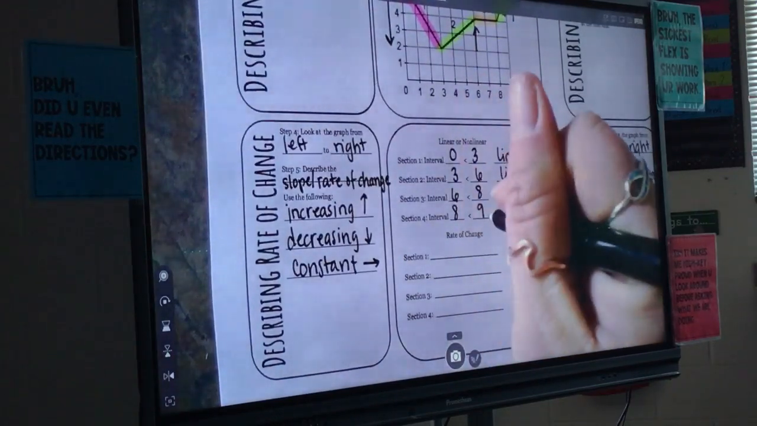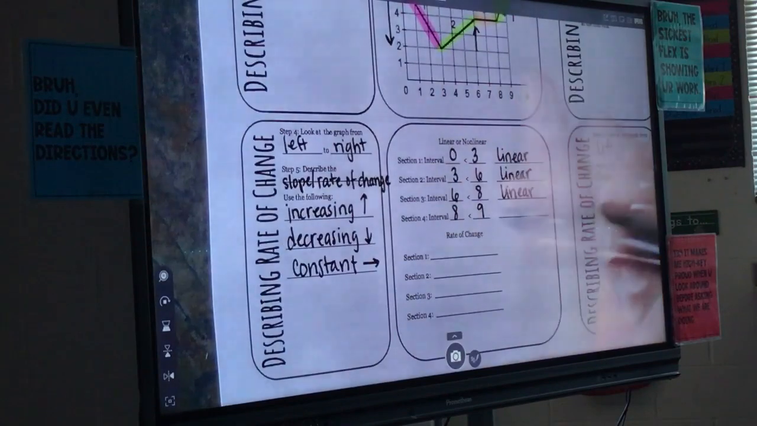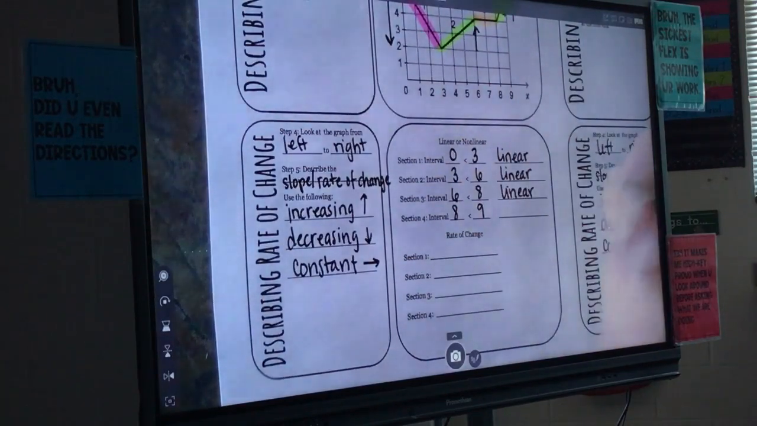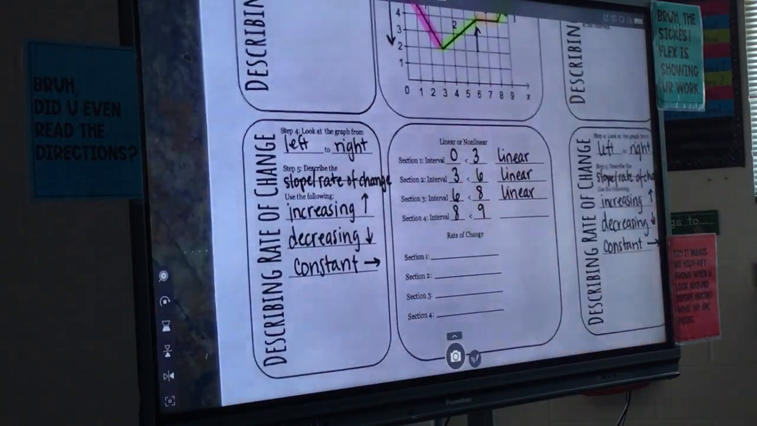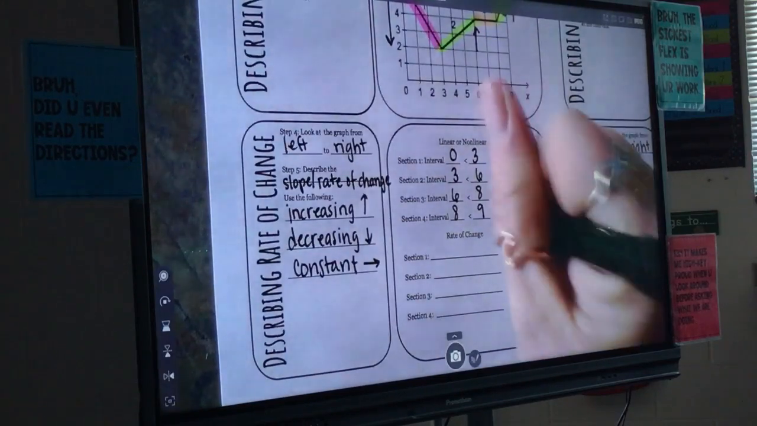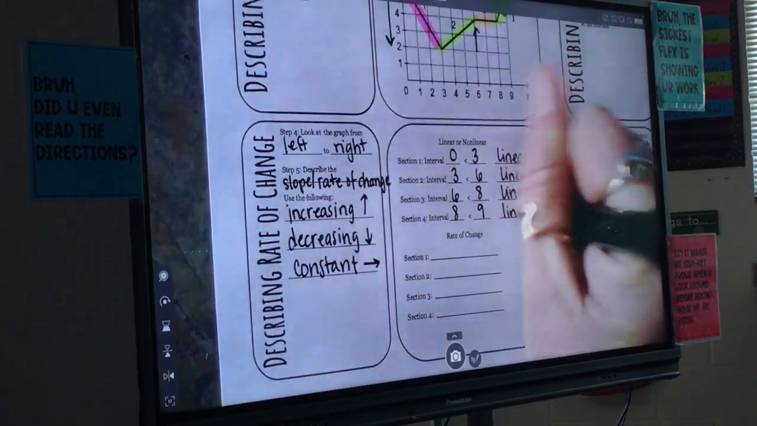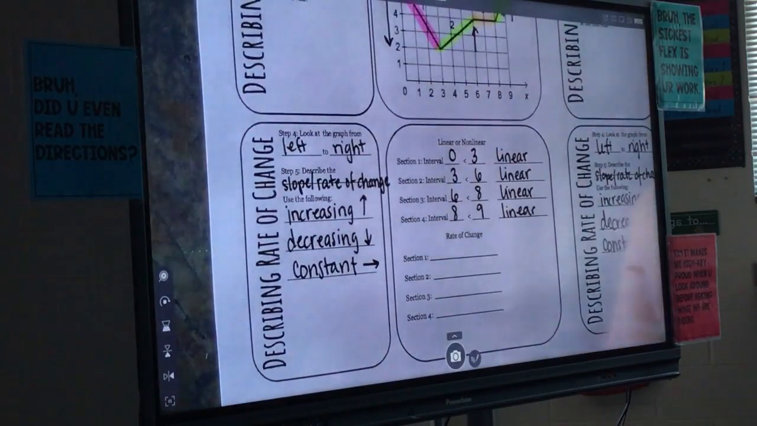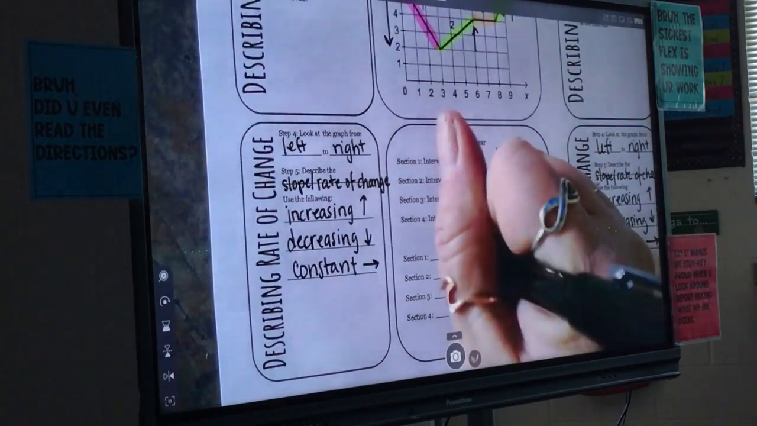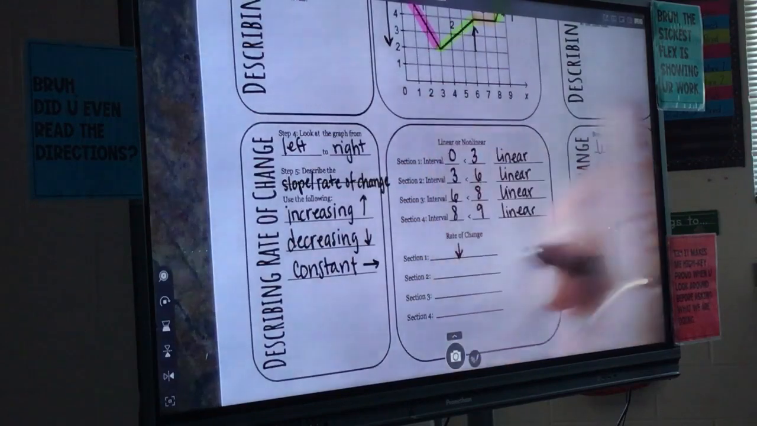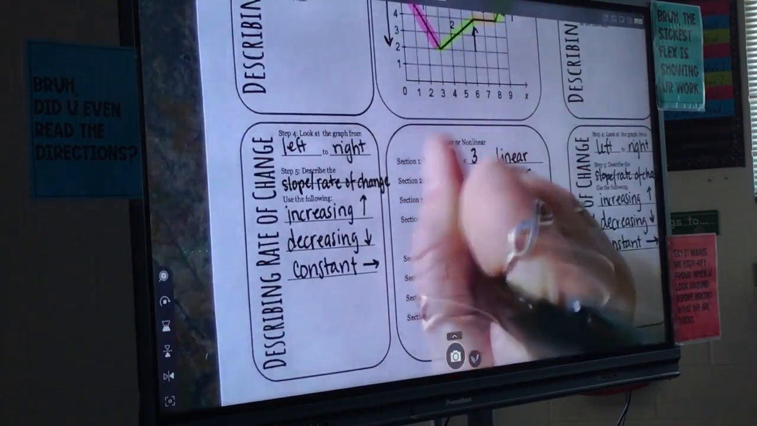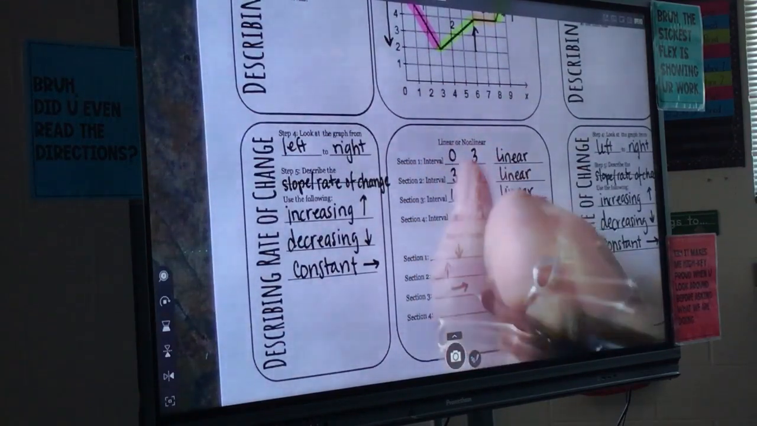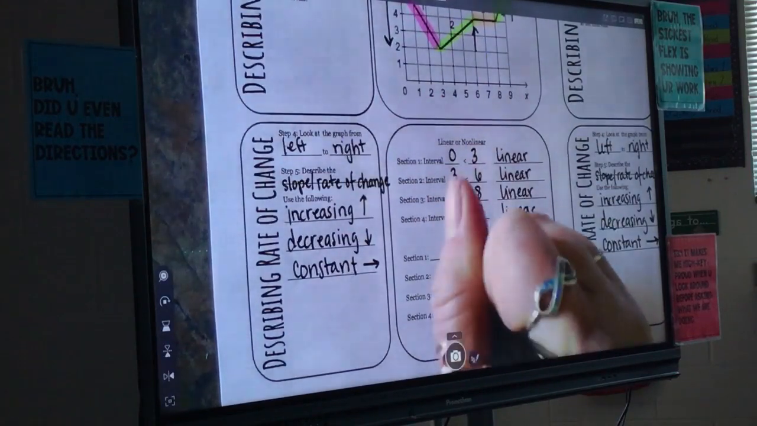What's so funny? Andrew, you have a hood on in my class. Ellie, is it linear or non-linear? How do you know? Okay. Anthony, tell me the rate of change. Section 1 is decreasing. Okay. Section 2 is increasing. Okay. Section 3 is constant. Okay. And section 4 is increasing. All right.